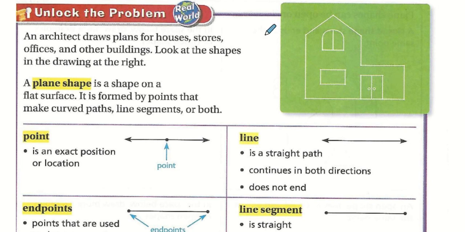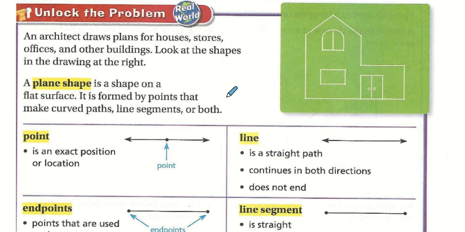Okay, so each of these is called a plane shape because it says a plane shape is a shape that's on a flat surface. It is formed by points that make curved paths, line segments, or both. So a plane shape means that it's flat. Okay, so if you draw a shape on a piece of paper, the shape that you draw is flat, which means it's a plane shape.